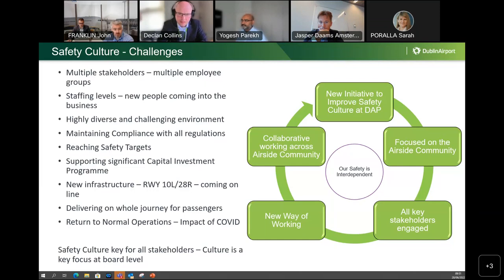But I suppose the one thing for us is safety culture is key for all stakeholders. As a safety office, we open the door, and to Jasper's point earlier on, there are commercial discussions taking place with stakeholders, there are legal discussions taking place with stakeholders, but as a safety office, we open the door and we don't have any of that baggage, forgive the term. We're able to engage with the stakeholders on a safety level, and we get a lot of traction in that space. It's a very positive space. There are challenges, there are stresses, we're humans, but safety culture is a key focus for us, and it's a focus now for us at board level, which is great to see.